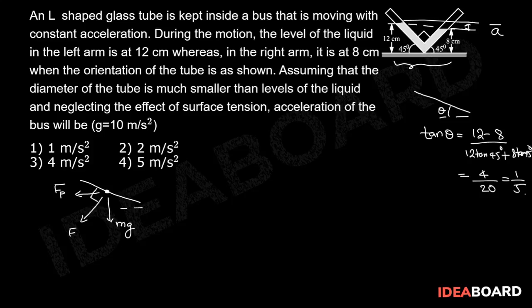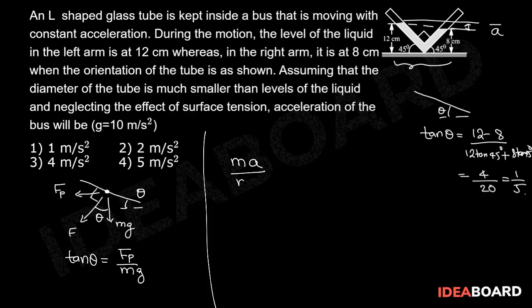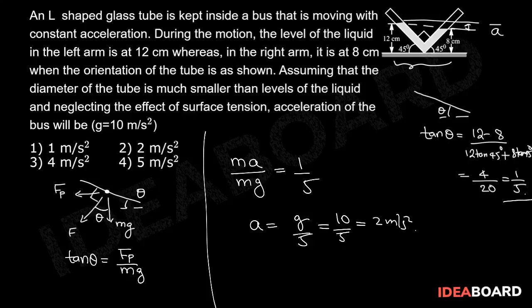Now the surface of liquid is making angle theta with the horizontal, then the resultant force F will also make angle theta with the vertical. Then I can write tan theta is the ratio of pseudo force to gravitational force. Pseudo force is the product of mass and acceleration of the reference frame, divided by gravitational force mg, which should be equal to tan theta, where tan theta we got as 1 by 5. Then acceleration a should be equal to g by 5, which is 10 by 5, equal to 2 meter per second square. So the right answer for the given question is option 2.